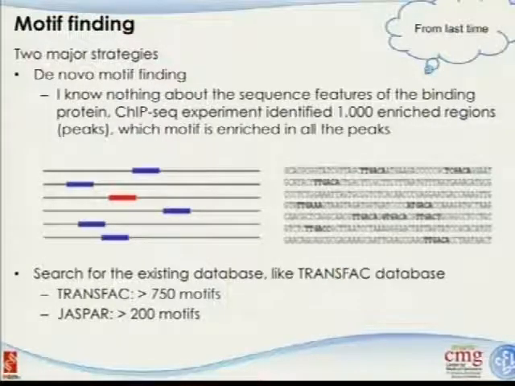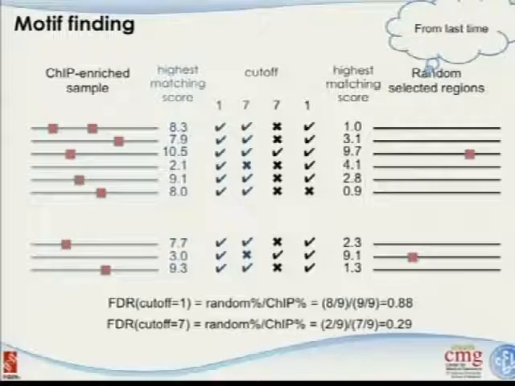For me, the second strategy makes more sense and is easier to do, and then you can design follow-up experiments on those. It is searching the existing databases, like the TRANSFAC database. As I mentioned, almost 1,000 binding motifs for transcription factors have already been documented.